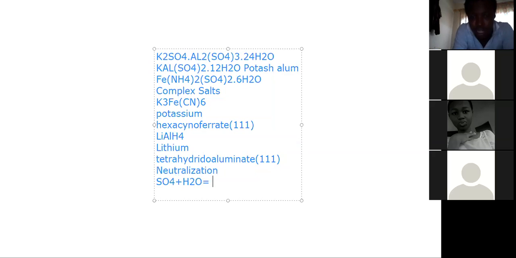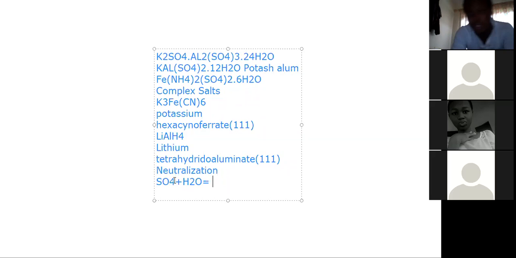And who can tell me the name of the acid it will give? Sulfate and water. What are we getting? Who can name the acid? You're going to get what? H2SO4. So we are saying that this is a non-metallic oxide. When it reacts with water, it will give you acid. So this oxide is called an acidic oxide, because when it reacts with water, it will give you acid.